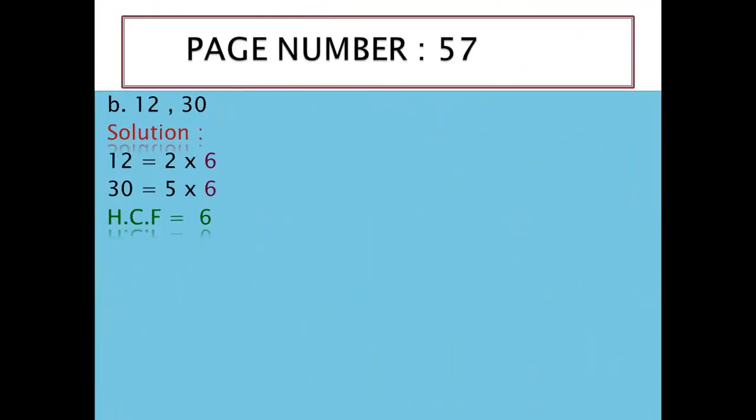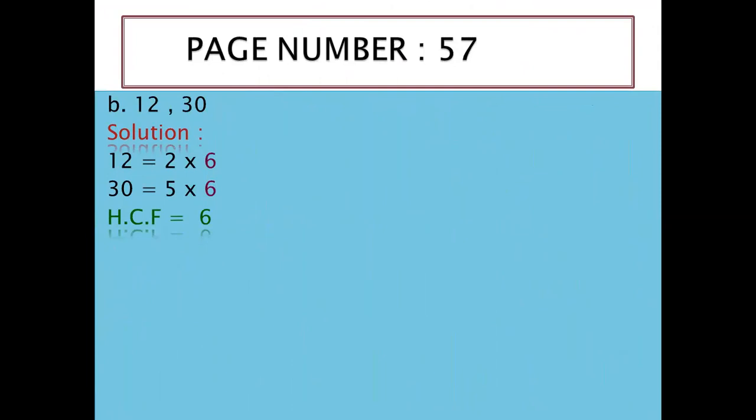Part B is 12 and 30. The factors of 12, 2 multiplied by 6, and 30, 5 multiplied by 6. 6 is common between these two numbers and 6 is the highest common factor of 12 and 30.